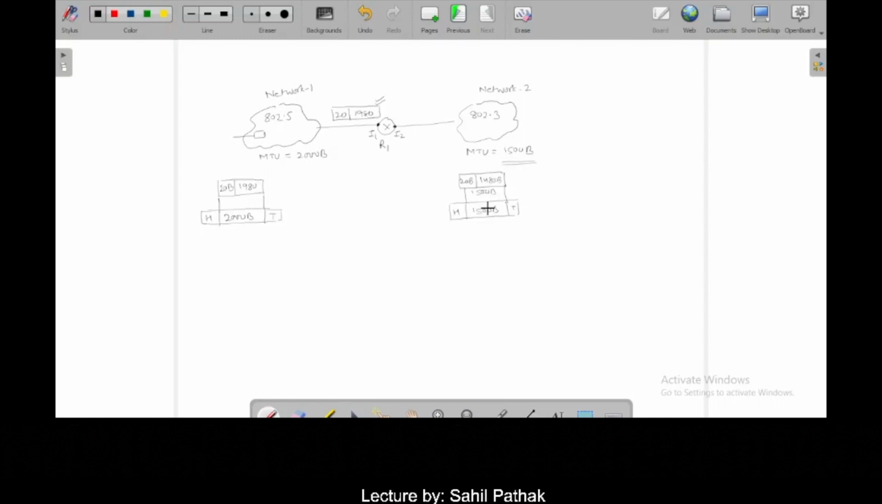Now the thing is, 1980 is the size of data that is received, and what can be transmitted over here would be 1480 maximum. So that means a maximum size of 1480 is what we can divide it into.